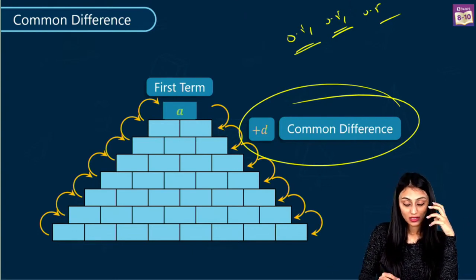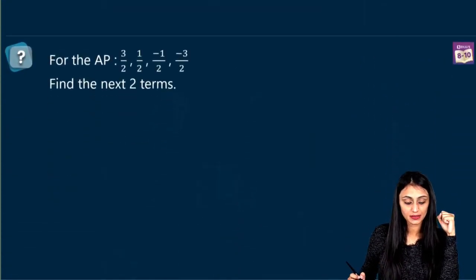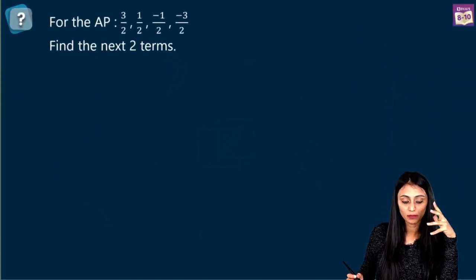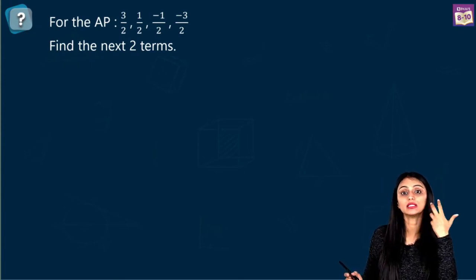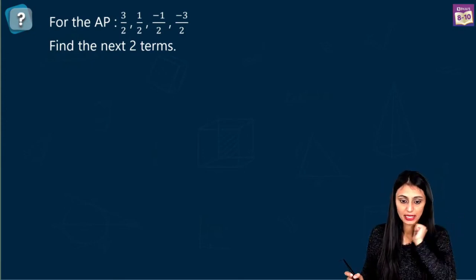Now, let's try out a question on this. For the AP 3 by 2, 1 by 2, minus 1 by 2, minus 3 by 2, find the next two terms. So now we will learn how to find out the terms of an AP.